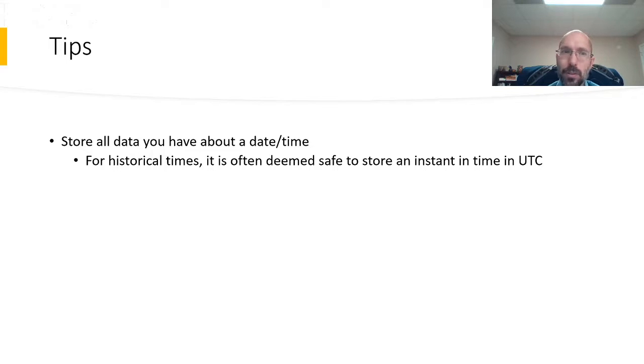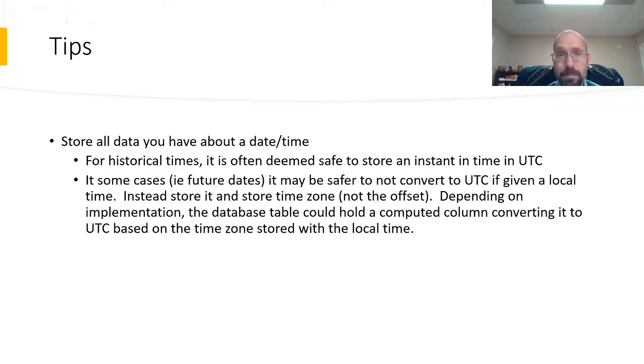But as I said, storing all the data you have about a date time means different things for different situations. For future times, it may not be safe to use UTC. It might be safer to store that date time in the local time zone in the database, but also store the time zone. Not the time zone offset, not negative 0400 or something like that, but something like Eastern Standard Time or America/New York, depending upon the time zone database that you're using. So if you need the date time in UTC, then again, if your database supports computed columns, use computed columns to make that calculation. But store the actual date time with the time zone, and that way you know how it relates to anything else.